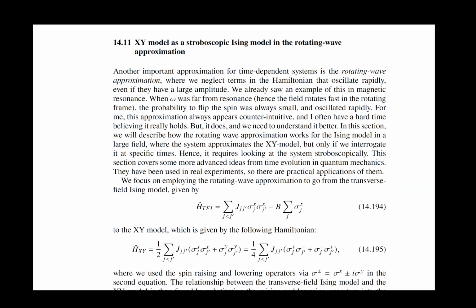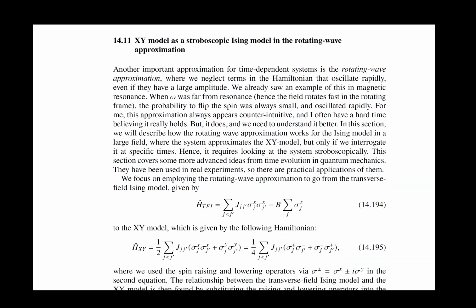And then our final section looks at how you can simulate an XY model in an ion trap by simulating an Ising model, but looking at the problem at specific moments in time. This uses something called a rotating wave approximation, which is a very important approximation. We've already discussed the rotating wave approximation a few times in the book, but here we discuss it again, and it's a really important concept.